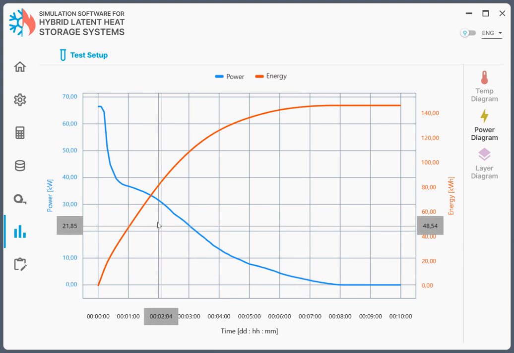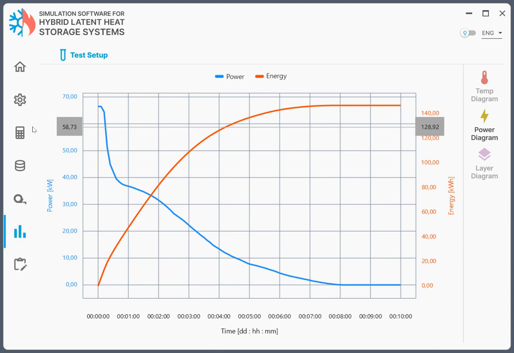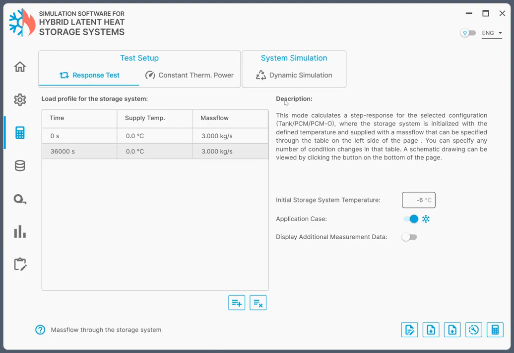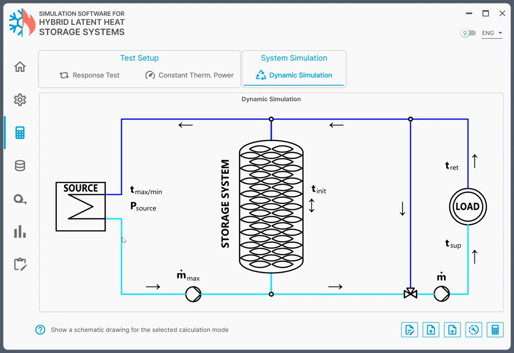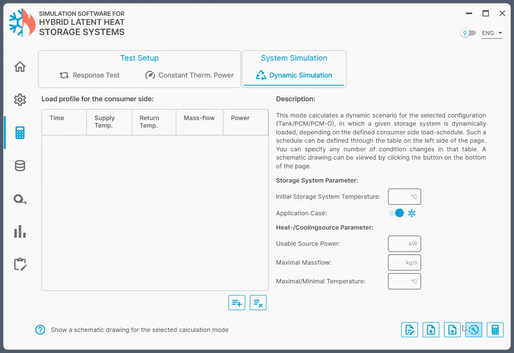Now let's set up a dynamic simulation for this cold tank. Now we have a chiller on the left hand side, which is able to regenerate our cold tank. On the right hand side, our system, which needs cold water from this tank system.